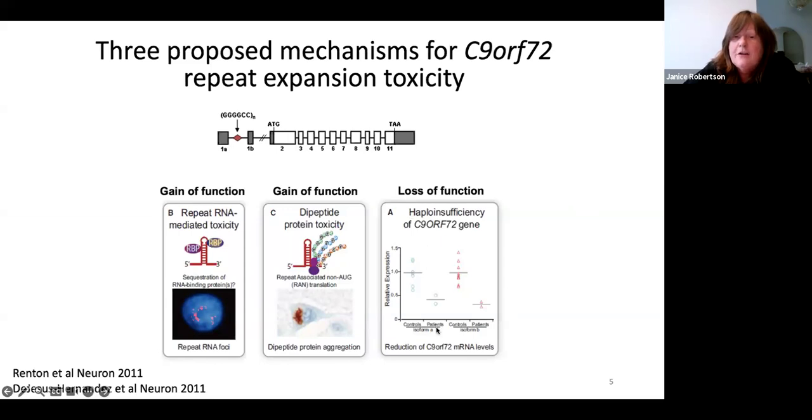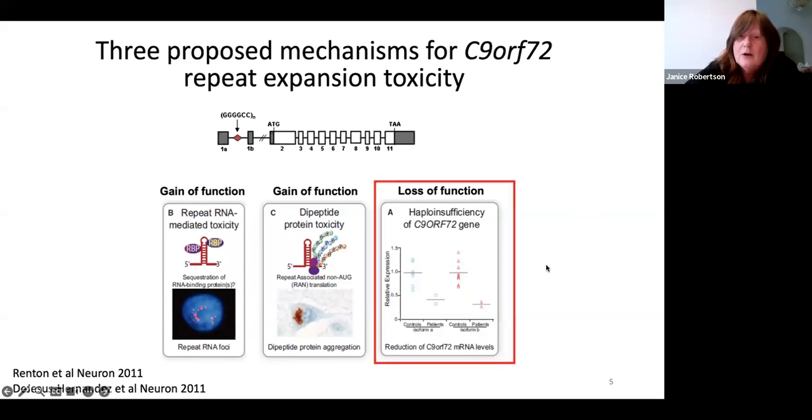And then there's the loss of function, which I'm going to be focusing on today. This is a primary part of my research program, and I'm going to give you some of the reasons why I've been focusing on this particular aspect.